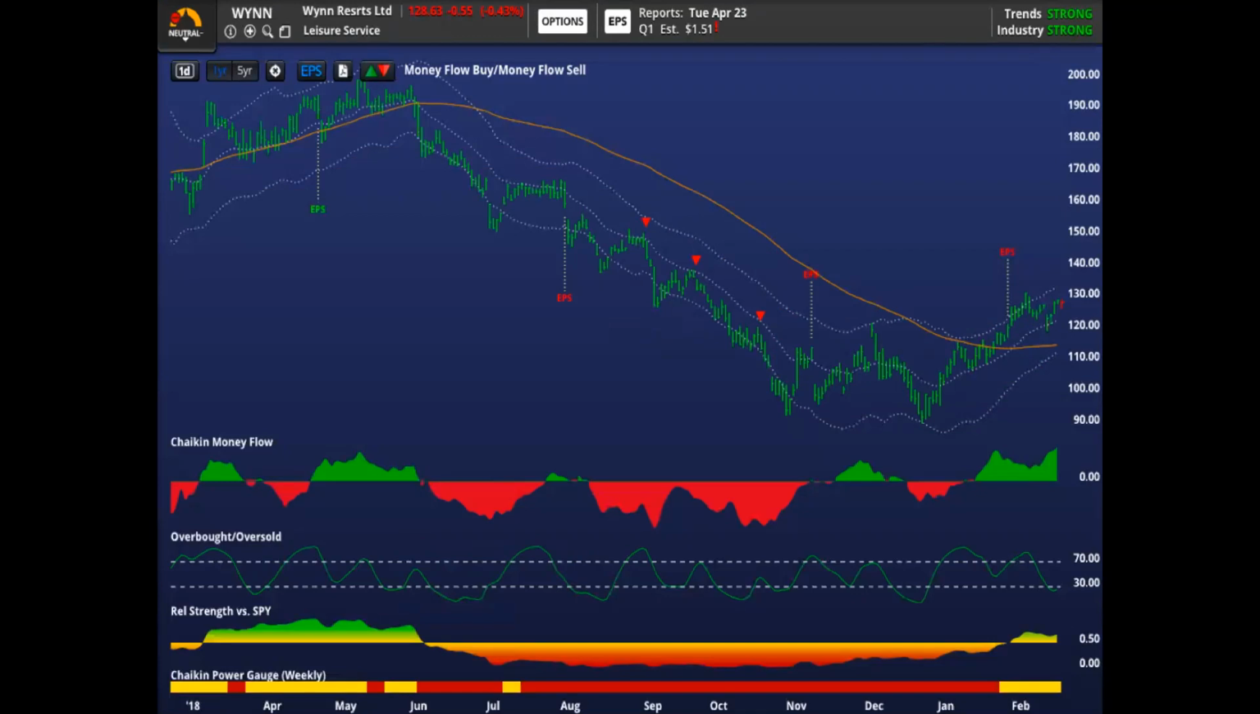This was our poster child for Chaikin bear all through 2018. So reading the chart from the bottom up, power gauge rating was bearish, underperforming the market, relative strength is weak, and institutions selling, and we know that because Chaikin money flow is red, not green.